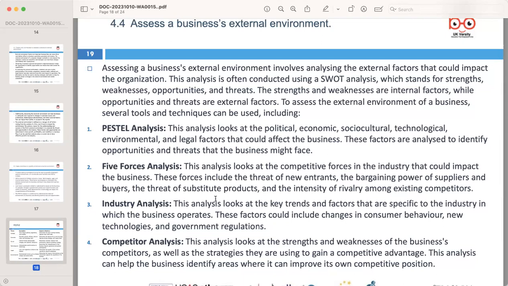Then five forces analysis. This approach focuses on the competitive forces within the industry that could affect the business. These forces include the threat of new entrants, the bargaining power of suppliers and buyers, the threat of substitute products, and the intensity of rivalry among existing competitors.